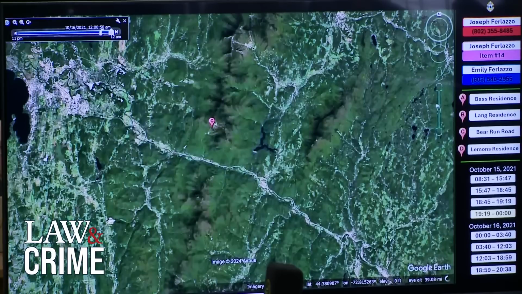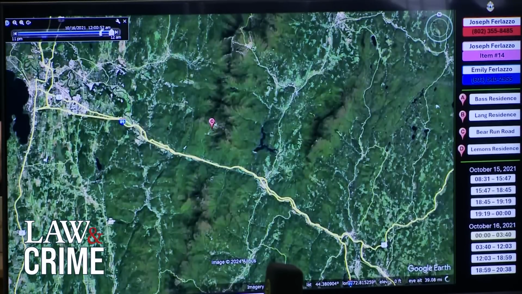Okay, so we are now at midnight on October 15th, Friday, October 15th. So it looks like the next timeline event is October 16th from midnight through 3:40 a.m. Is that correct? Yes. Okay. And so what happened with the devices starting at midnight on the 16th?